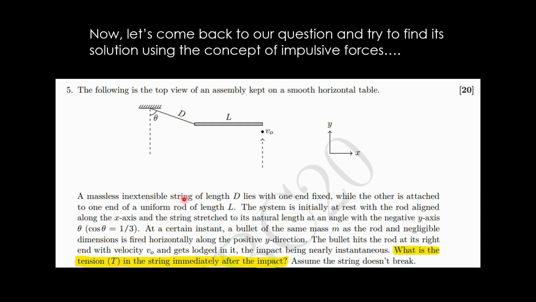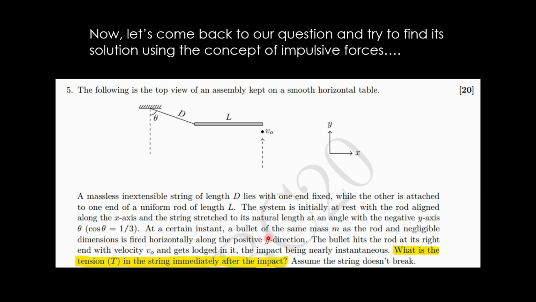A massless, inextensible string of length d lies with one end fixed while the other is attached to one end of a uniform rod of length l. The system is initially at rest with the rod aligned along the x-axis and the string stretched to its natural length at an angle theta with the negative y-axis. So cos theta has been given as 1 by 3.